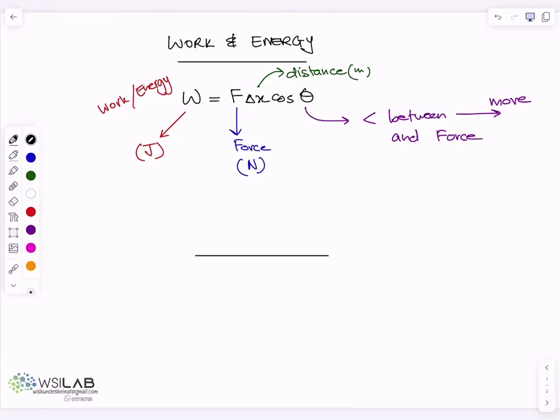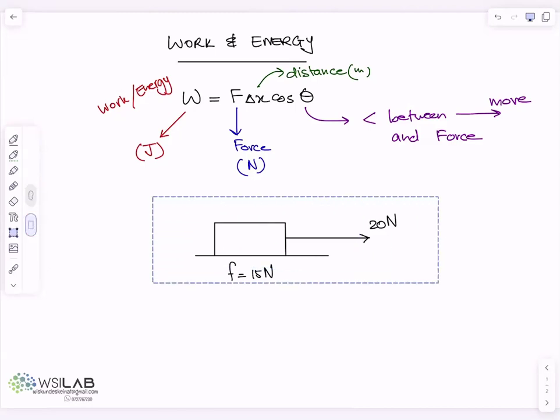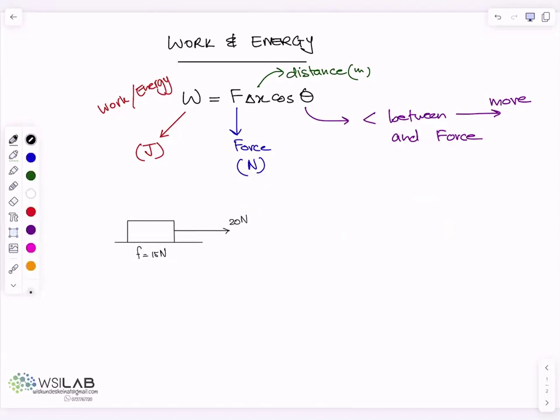Okay, so imagine the following. Imagine I have a box or an object and it's lying on a surface. There's a kinetic friction or a frictional force, and I'm applying a force of, let's make it, 20 newtons to the right. So this is my force. I'm applying a 20 newton force on a brick with a frictional force of 15 newtons. It's a very easy example.